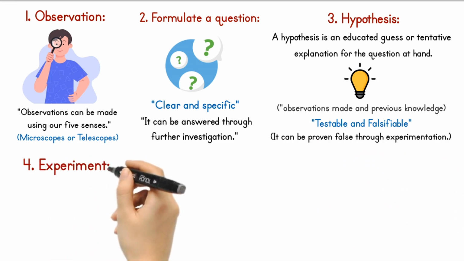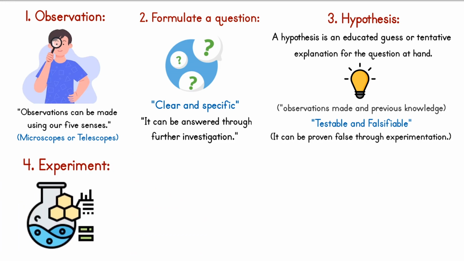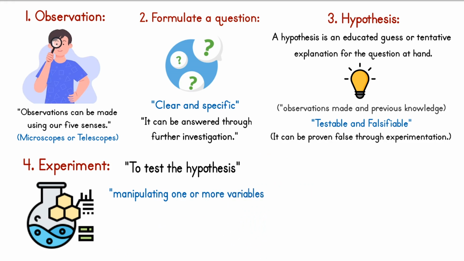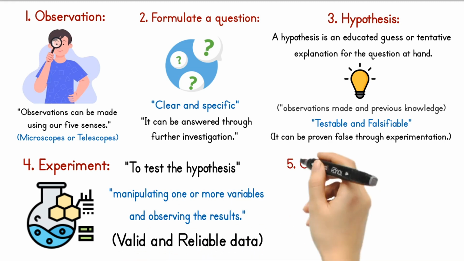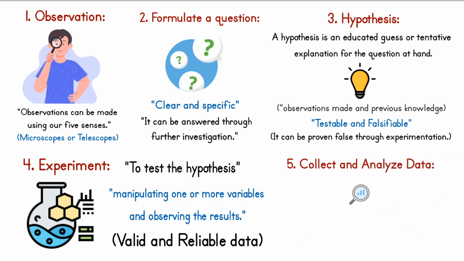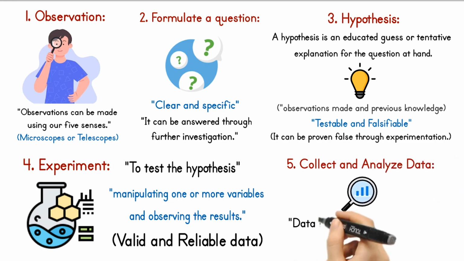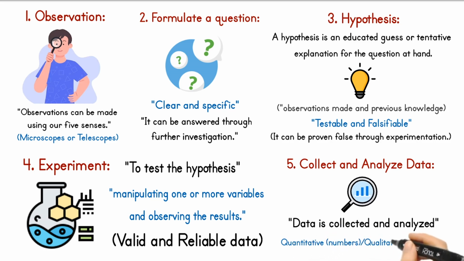4. Experiment. An experiment is designed to test the hypothesis. It involves manipulating one or more variables and observing the results. The experiment should be carefully designed to ensure that it provides valid and reliable data. 5. Collect and analyze data. During the experiment, data is collected and analyzed to determine whether or not the hypothesis is supported. Data can be quantitative, numbers, or qualitative, observations.